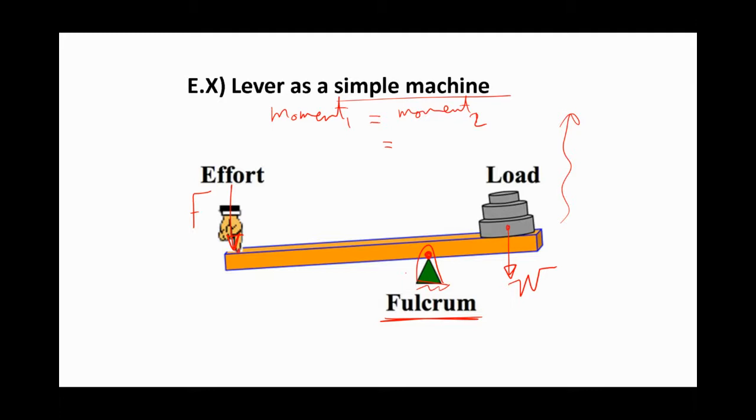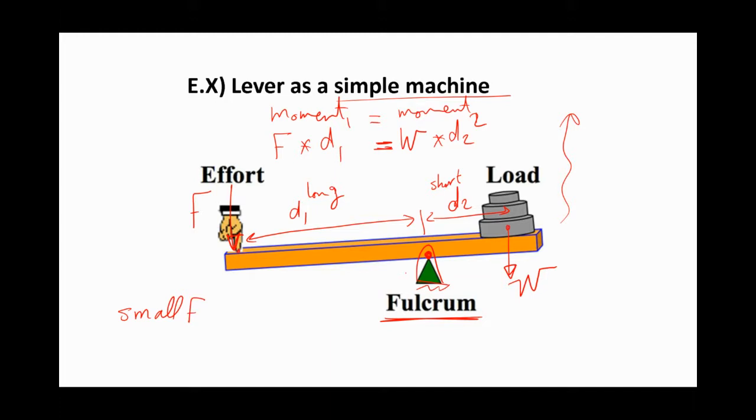So the moment here is force times distance. Here the distance I will call d1, and the other side distance I will call d2. So W times d2. This is the balance of the moment. What if d2 is very short and d1 is long? According to the balance, you will need a small force F to lift a big load W.